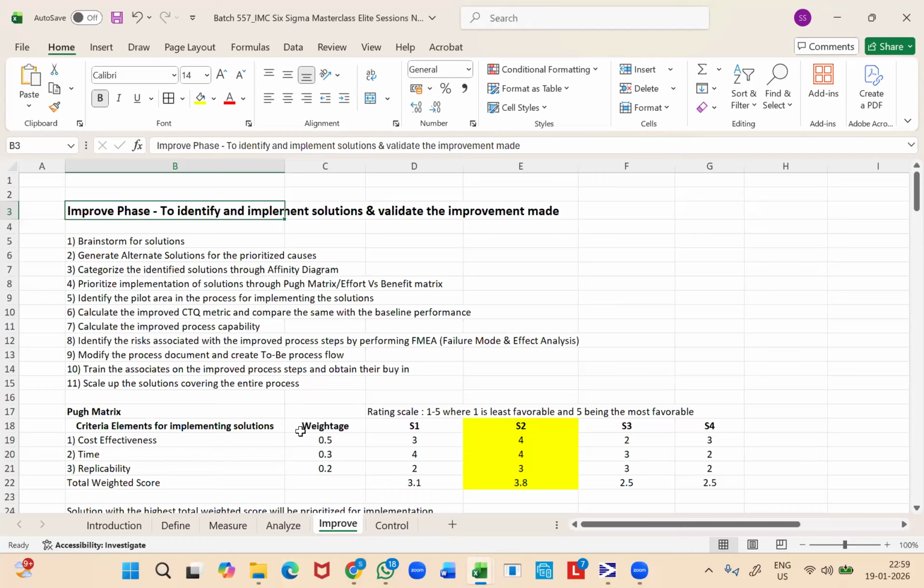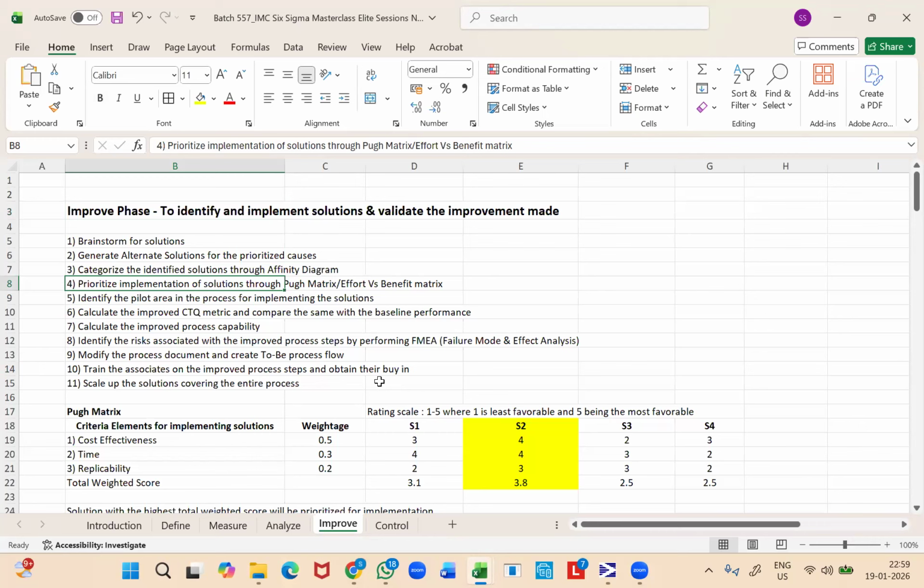And then we will categorize all these solutions using an affinity diagram. There could be different categories of solutions, right? Solutions which would require manual intervention, solutions that would require automation, solutions that would require customer support. So there would be different categories of solutions, and these categories will be depicted in a pictorial format called an affinity diagram. And then we will prioritize implementation of these solutions using a few matrices, such as the effort versus benefit matrix.